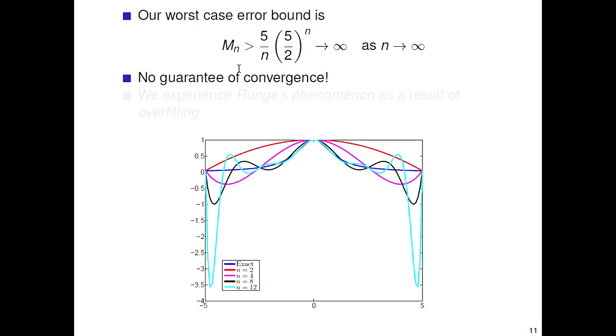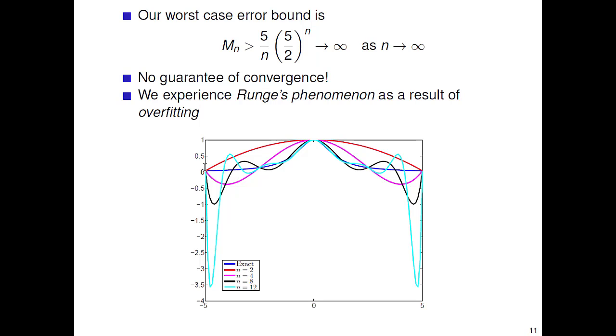So our worst case error bound is not very good. It can get, in fact, arbitrarily bad. That doesn't mean things are guaranteed to go bad, but it also doesn't mean things are guaranteed to be good. Things could be fine, or they could be very, very bad. And this problem is called Runge's phenomenon, which is caused by overfitting. In other words, as we add more data, and we try to fit a polynomial to this data, we have to oscillate wildly to keep coming back to hit the data points.